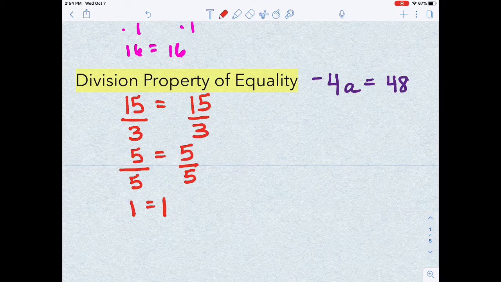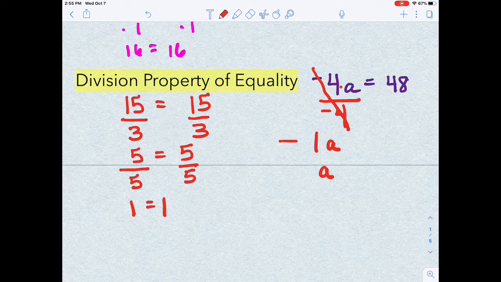And I can divide by anything I want to, as long as I do it to both sides. Here's how I might use that to my advantage. Over here I have -4a, and I want this a by itself. This is really -4 times a, right? And I'm going to divide by -4, because -4 divided by -4 is just +1. And so I will end up with 1a, which is really the same as a.